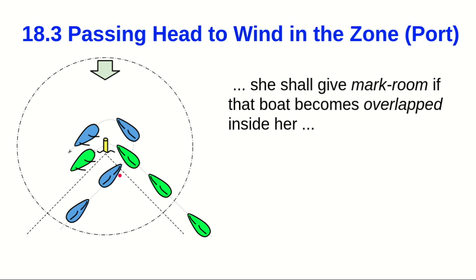Furthermore, even if blue gets across green and then tacks, 18.3 says that once she has passed head to wind, she shall give mark room if that boat becomes overlapped inside her. So she's got across, she's tacked. Now green's got her nose inside there. Now blue owes green mark room and must go around the outside and allow green to go around the mark.